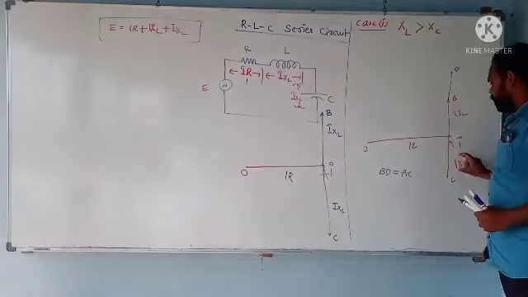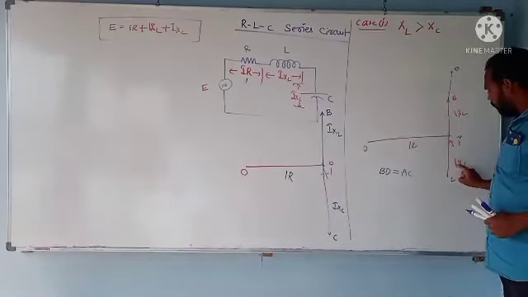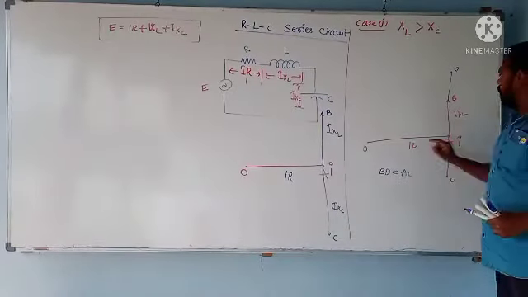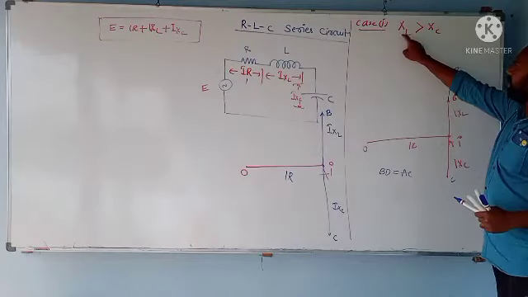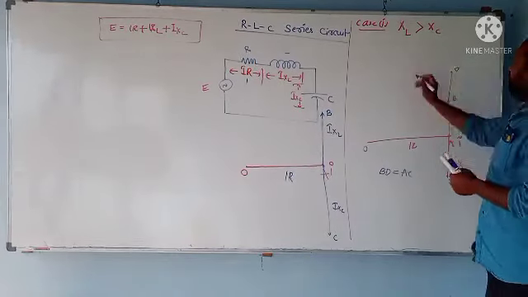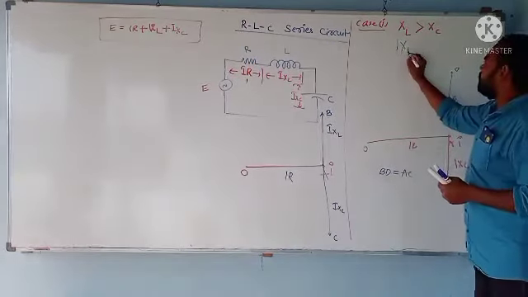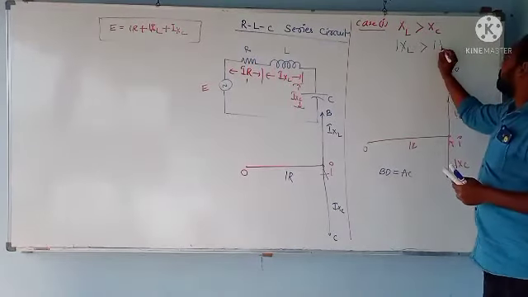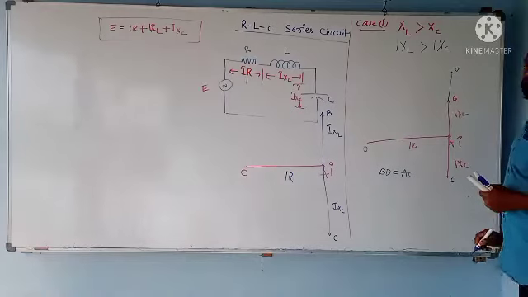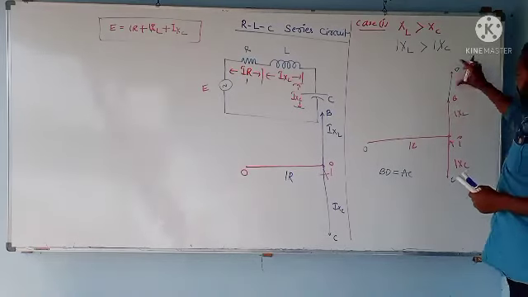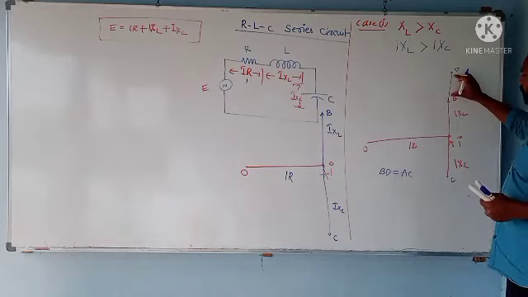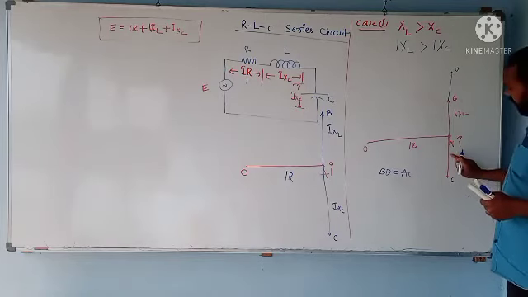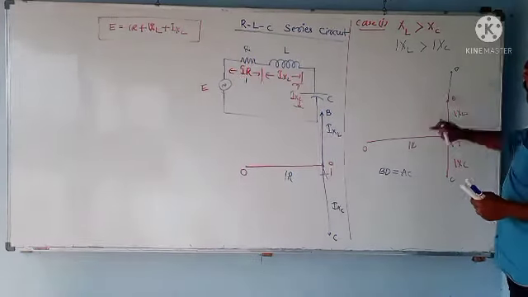Here AC is nothing but the capacitive reactance, and BD is the extension I made. The XL term is greater than XC, so I can understand that the IXL term is greater than the IXC term. I extended the line like this. I am assuming the extended portion BD is equal to this capacitive reactance, so this will be higher than it.